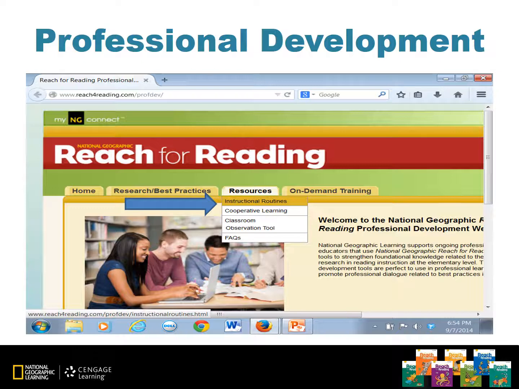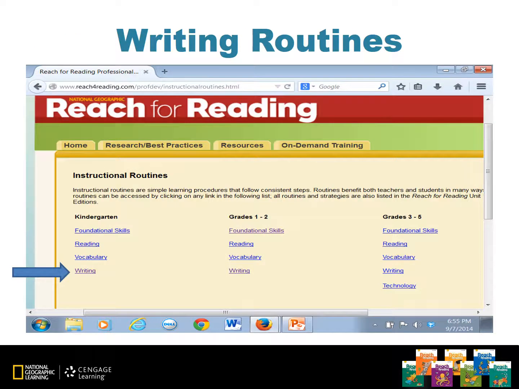The professional development link on myngconnect displays a tab for research and best practices, resources, including the instructional writing routines, and grade level on-demand training. These tabs in the professional development highlight the writing support found in Reach for Reading for each grade level. As you can see here for kindergarten, the instructional routines for foundational skills, reading, vocabulary, and writing are found online.